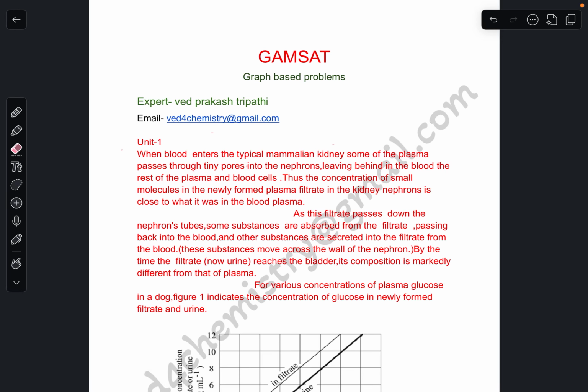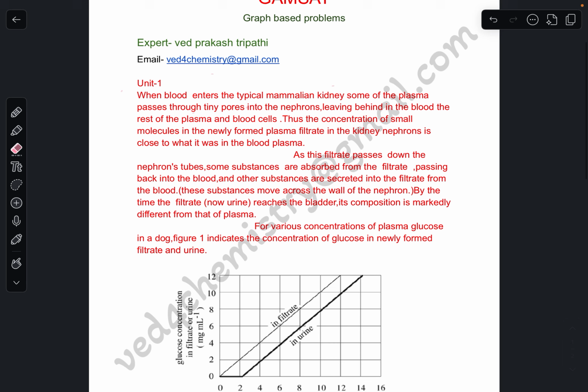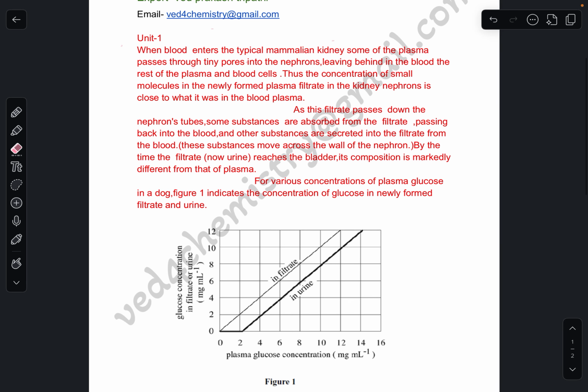Hello everyone. In this question, we have a graph related to plasma glucose concentration, as you can see here. Let's read the passage first. When the blood enters the typical mammalian kidney, some of the plasma passes through tiny pores into the nephron, leaving behind the blood cells and the rest of the plasma. Thus, the concentration of a small molecule in the newly formed plasma filtrate in the kidney nephron is close to what it was in blood plasma.